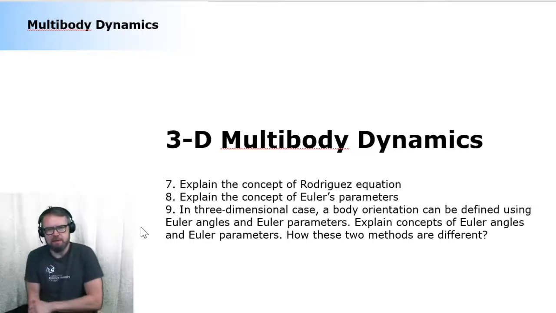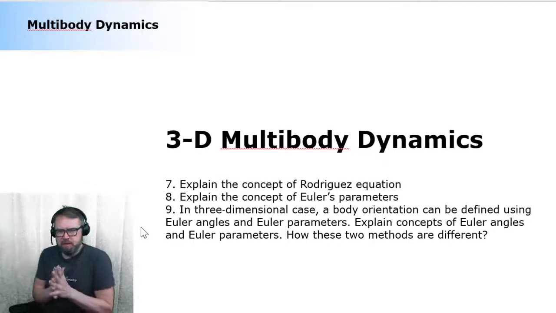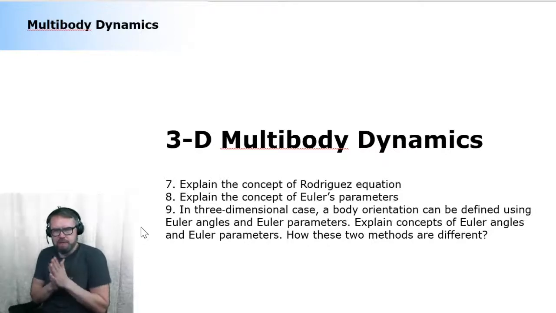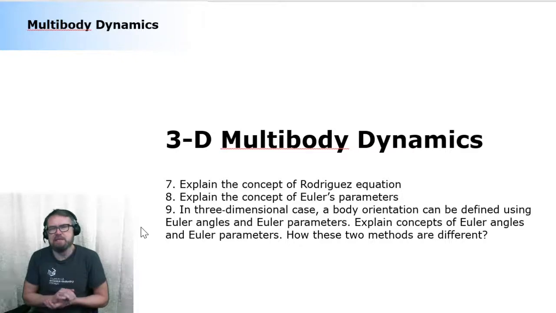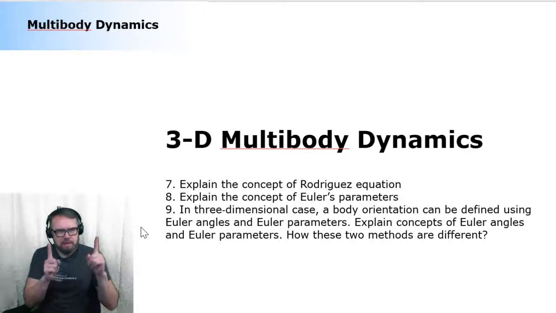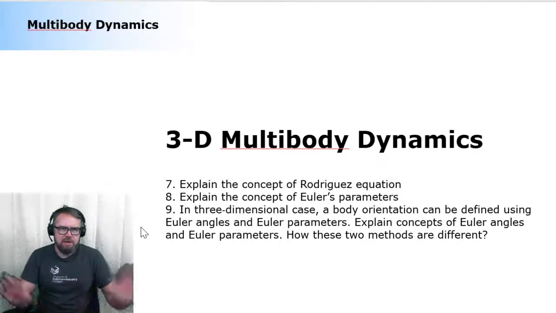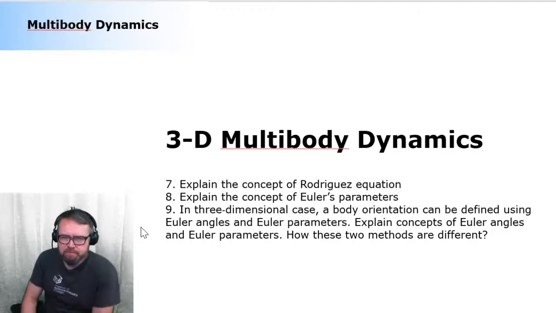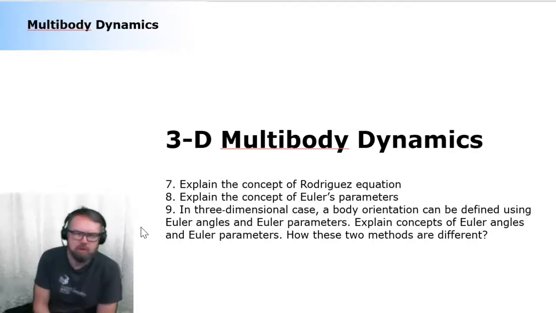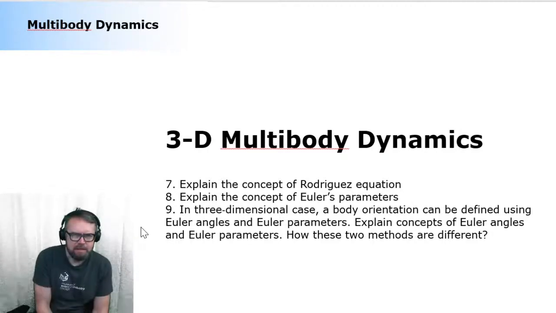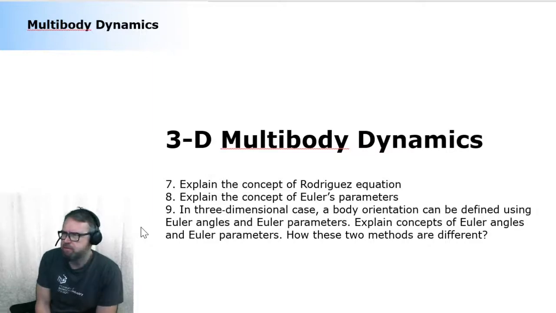And here are the questions. Explain the concept of Rodriguez equation. Explain the concept of Euler parameters, which is an extension of Rodriguez equation. And remember, Euler parameters and Euler angles, completely different story. No relation whatsoever. I mean, there is a relation. Of course, you always can build a relation, but conceptually, very different stories.